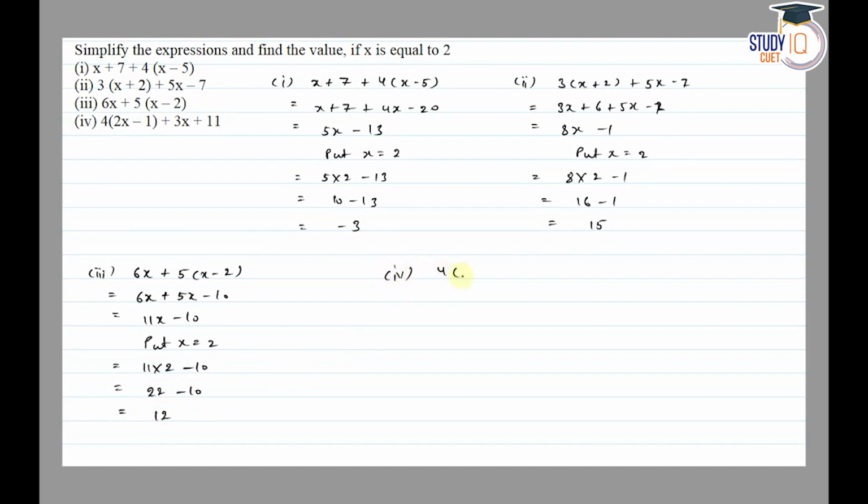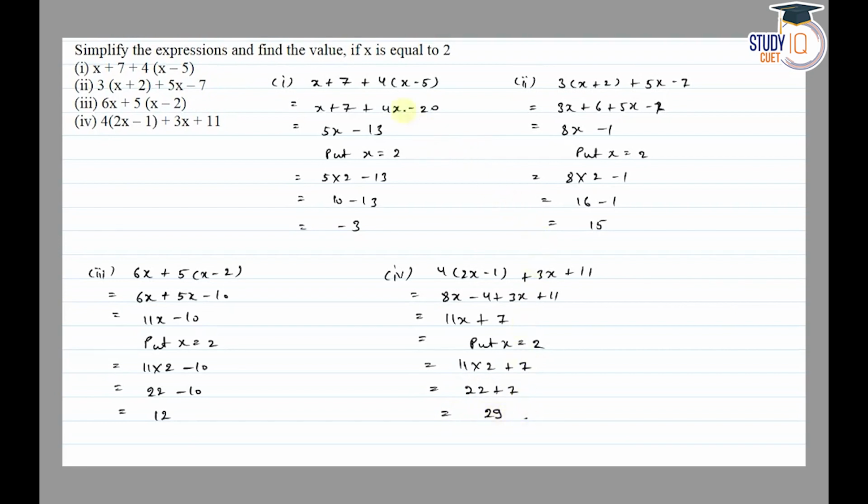The fourth part is 4(2x minus 1) plus 3x plus 11. We will multiply the 4 inside, so 8x minus 4 plus 3x plus 11. 8x plus 3x is 11x, and minus 4 plus 11 is plus 7. Put x equal to 2. So 11 into 2 plus 7 is equal to 22 plus 7, which is equal to 29.